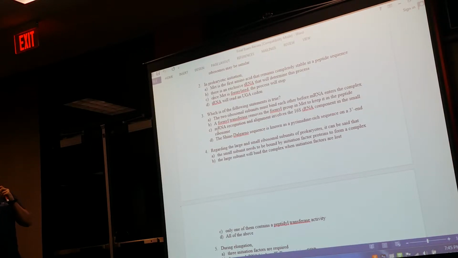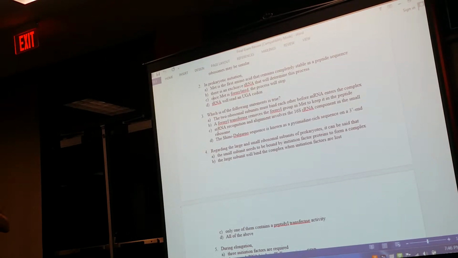A formyl transferase removes the formyl group in methionine to keep it in the peptide. Is the formyl transferase the one that removes the formyl or adds the formyl? It adds it. Adds it, right. There's a deformylase that removes it. mRNA recognition and alignment involves the small subunit component in the small ribosome. That's true.